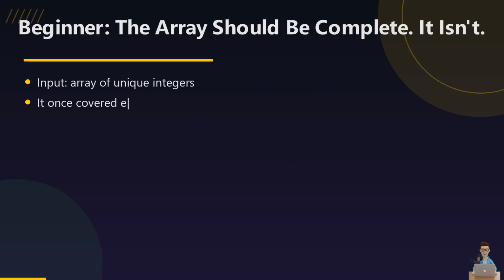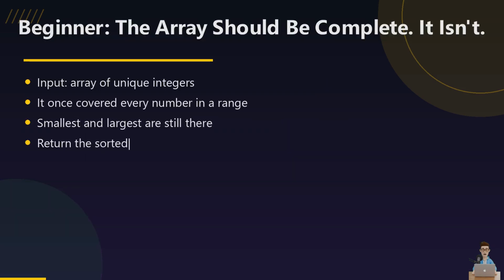Beginner level, here's the setup. You're given an array of numbers, no repeats. Imagine it used to hold every whole number, from the smallest one up to the largest one, no gaps at all. Now some numbers from the middle are missing. Your job is simple to state. Figure out exactly which numbers are gone and give them back sorted from smallest to largest.